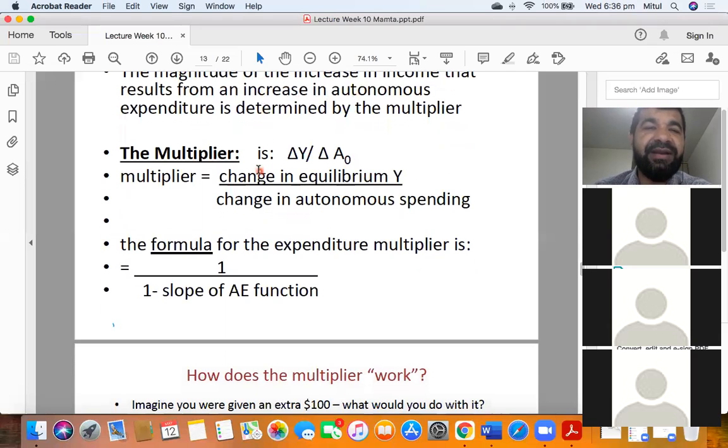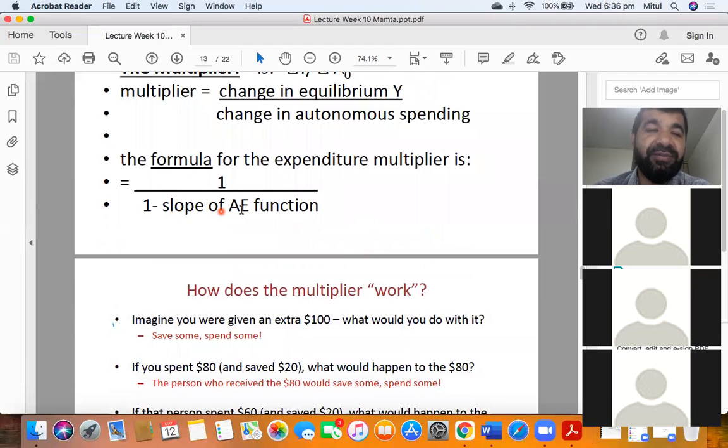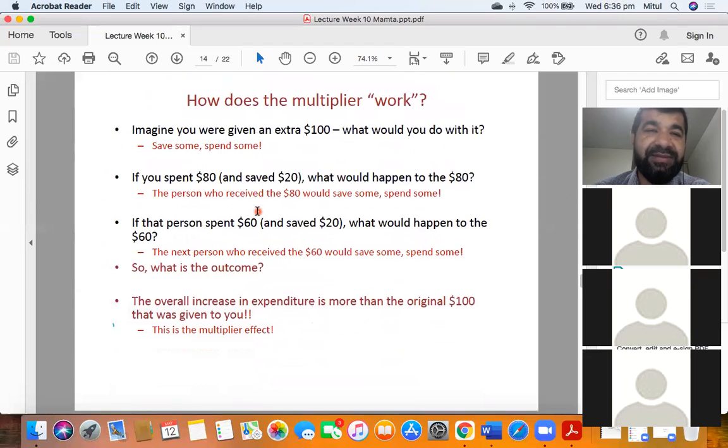Okay, the multiplier is the change in income divided by the change in autonomous income. Autonomous expenditure or income expenditure is the same thing here. It is the change in equilibrium income divided by the change in autonomous expenditure. The formula for the expenditure multiplier is 1 divided by 1 minus the slope of the AE function. Now this is explained in here.